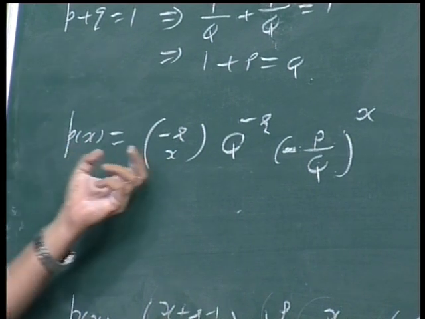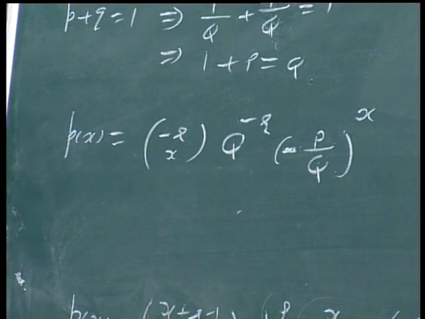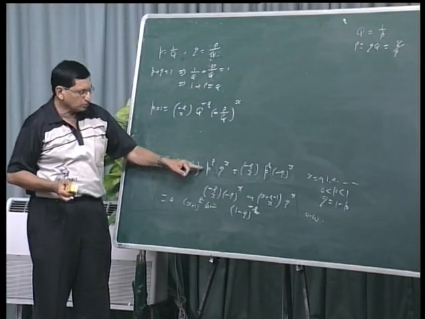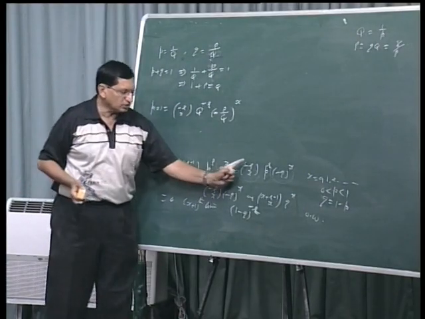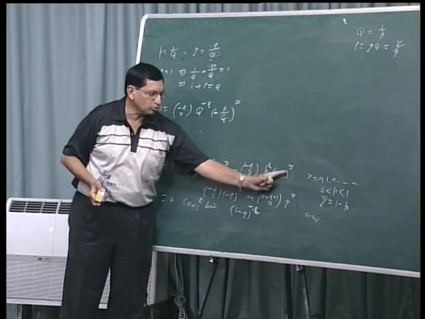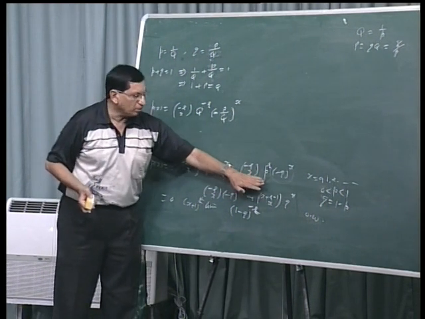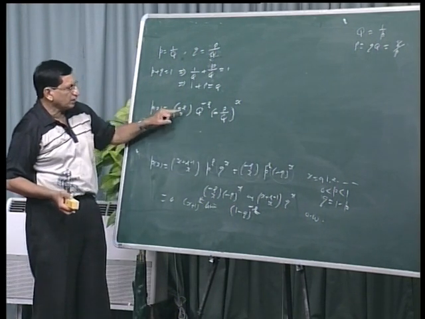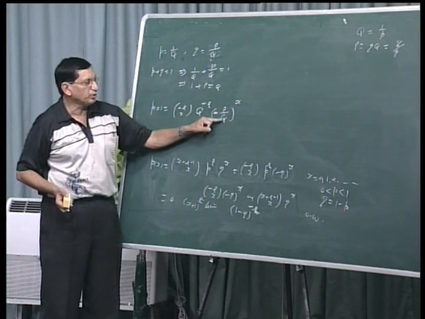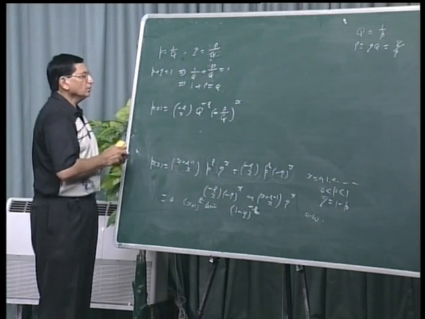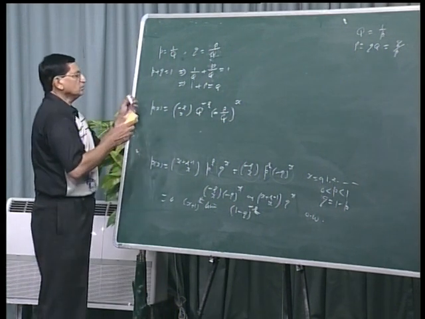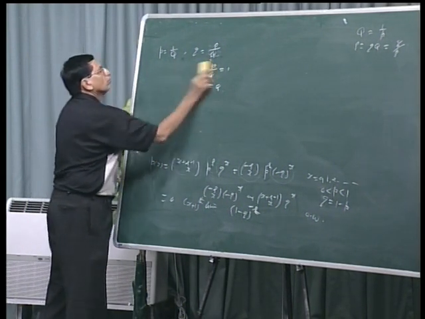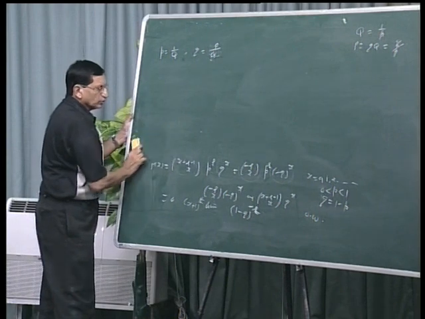So now there are three very popular forms. One is this x plus r minus 1 C x p raised to r q raised to x. The other is this minus r C x p raised to r minus q raised to x. And writing this in terms of capital P and Q, it becomes minus r C x Q raised to minus r, minus P upon Q raised to x. So these are the three popular forms of the probability function of negative binomial distribution.